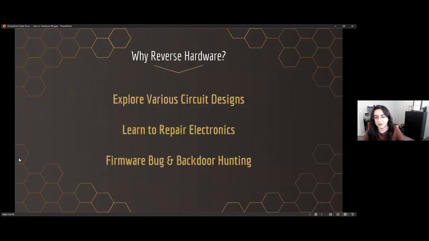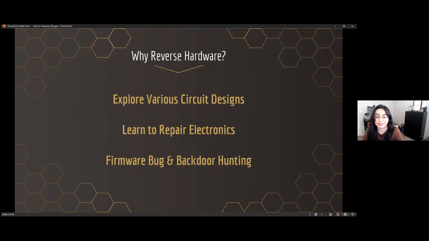So this is just intro to hardware RE. Before I became a security engineer, I was in digital engineering, and a lot of my background comes from debugging PCB boards. Some of it is just my own hobby that I do for fun. So why reverse hardware? Explore various circuit designs. Usually when you're studying engineering, you don't get a chance to really see how other people do things. You have your basic circuits and topologies that you see in classes, but you don't get the exploration that you'd usually get if you were an architecture student.